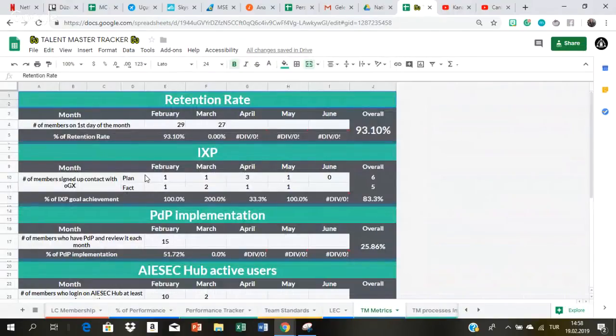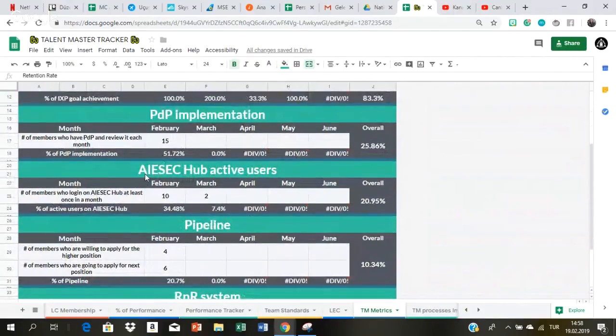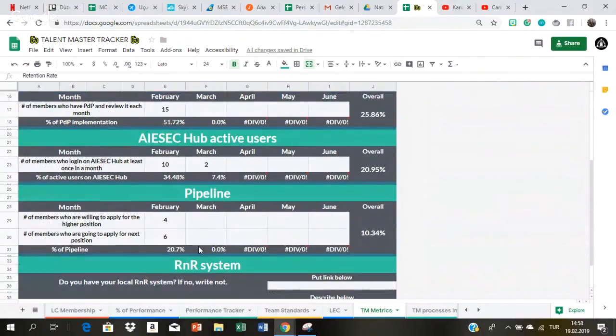You can see retention rate, IXP, PDP implementation, Isaac active users. So if your member has an Isaac Hub account, you just need to ask them to check it. You put in the number of people who have an Isaac Hub account. Pipeline. I want to explain this. The number of members who are willing to apply for a higher position, and the number of members who are going to apply for the next position. So what is the difference? The number of members who are going to apply for the next position is directly the number of applicants that you had for your TL selection.